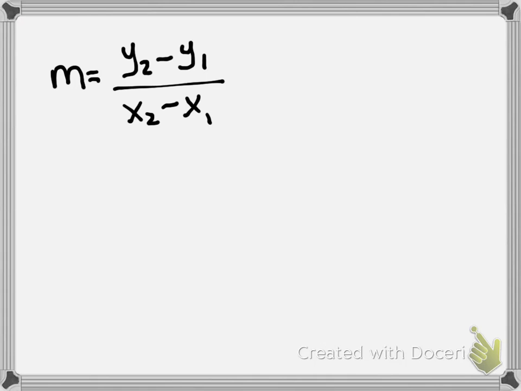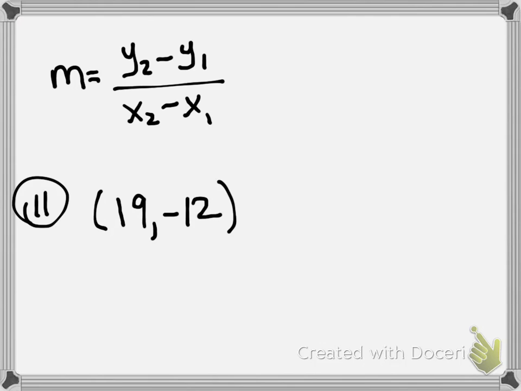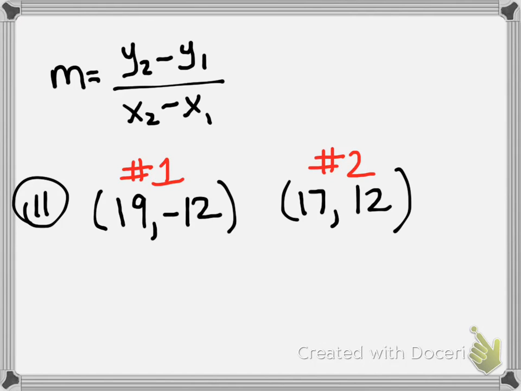So if we look at number 11, you're given 2 points, (19, -12) and (17, 12). When you have 2 points, you need to number one and make it number 1. Number the other one and make it number 2. It makes no difference which you pick for which. You will get the correct answer if you do your subtraction correctly. You could make the first one number 2 and the second one number 1, and it would come out exactly the same. It doesn't matter, but you need to pick one and label it number 1, and pick the other one and label it number 2.